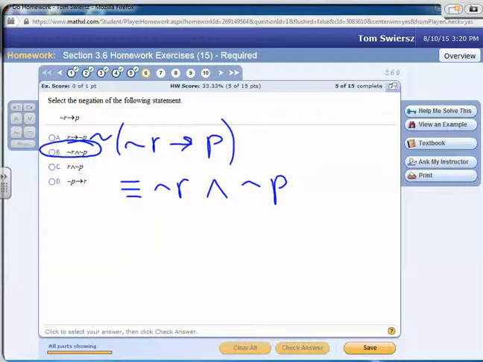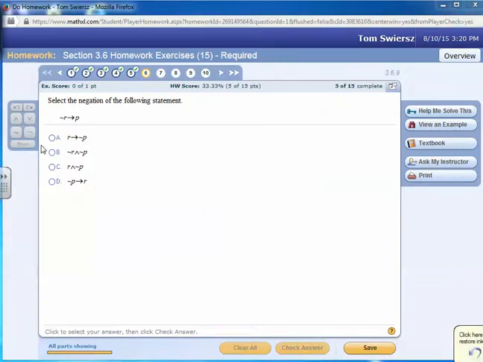We leave the antecedent the same, change if-then to an and, and negate the consequent. So the negation of P is not P. So choice B is the correct answer.